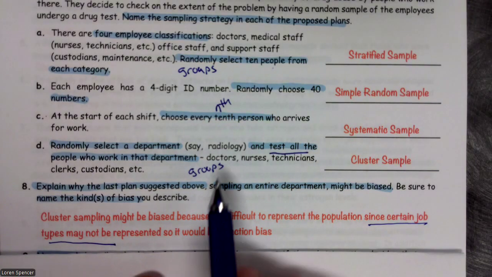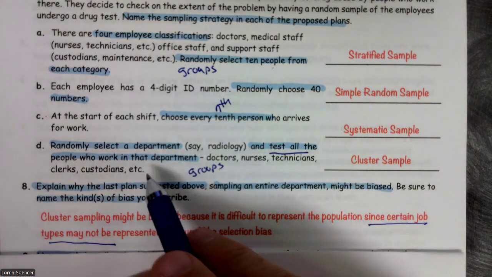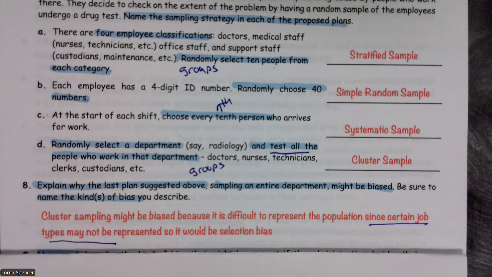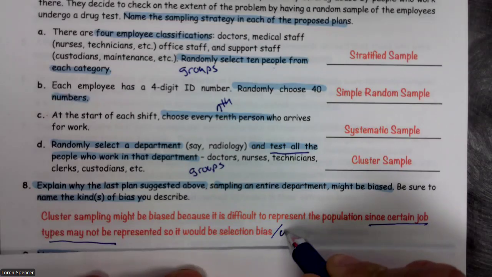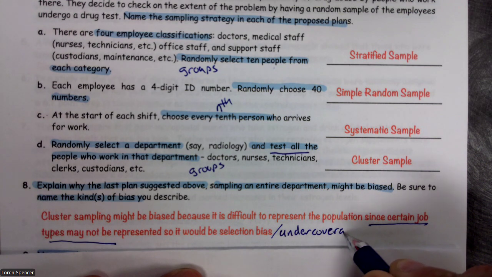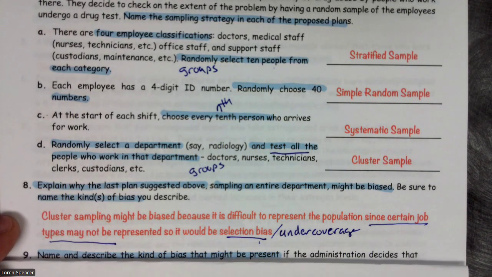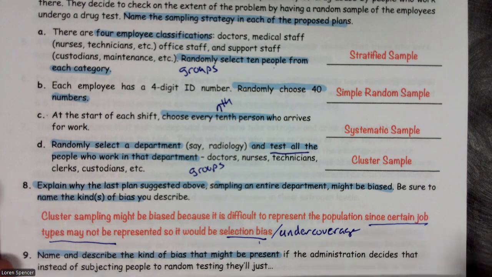If we choose a department, radiology, and test all the people, so yeah, we got doctors, nurses, technicians, clerks, custodians, etc., and we got all those different groups. But is radiology necessarily going to be the same as neurology or surgeons, etc.? Each department could be different. So this would be selection bias, or we could use the word undercoverage. Please remember, selection and undercoverage mean the same thing. I prefer the word undercoverage, but sometimes on multiple choice, it'll say selection bias, and if you use selection bias, it's not wrong. That is correct.